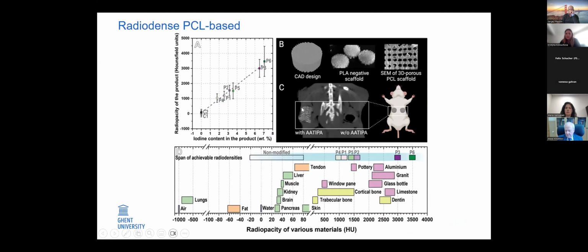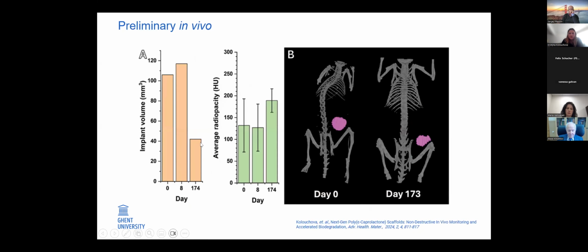We implanted the material in one mouse just to see how it behaves. You can see that the radiodensity of these materials goes way higher than actually necessary. We only implanted this material, which has the lowest amount of contrast agent in it, approximately 5% of iodine. We were able to check how this material behaves in vivo, and you can see that after half a year, it degraded to 40% of its volume. This is really nice. We could actually show that indeed it degrades in vivo.